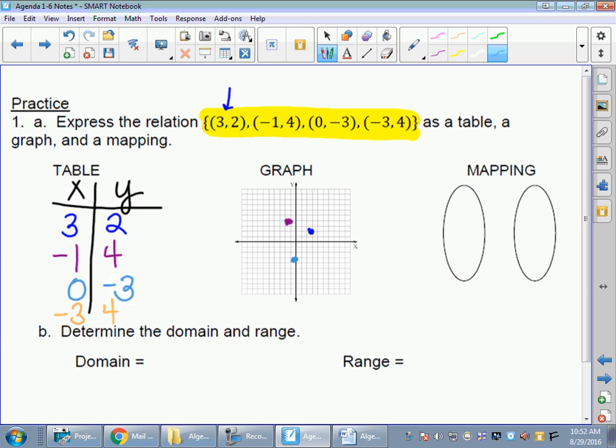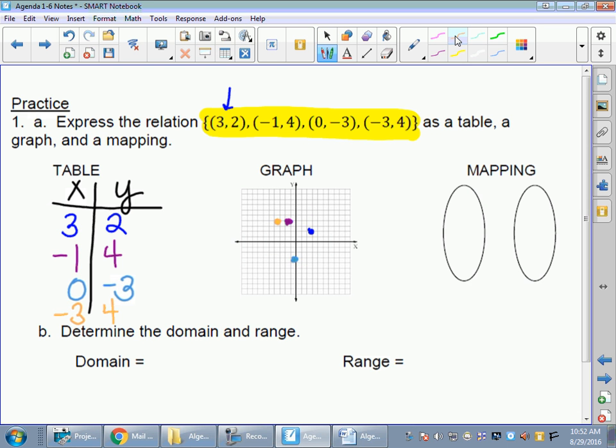Remember, it's always horizontal first, vertical second. And -3, 4 lands right about here, sort of next to that one. Again, my board's off. Make sure your points are a little bit better. So there's the way to express that relation as a graph. That's all you have to do. Do not connect the points. Just leave them. And then the mapping.